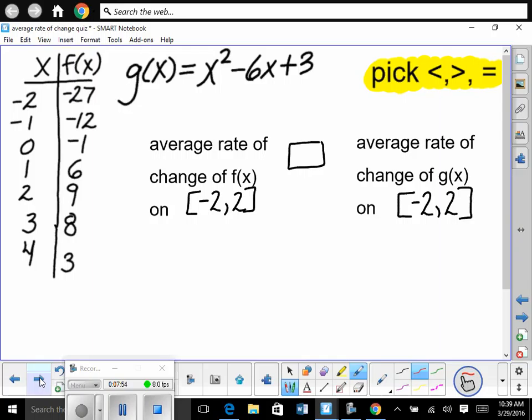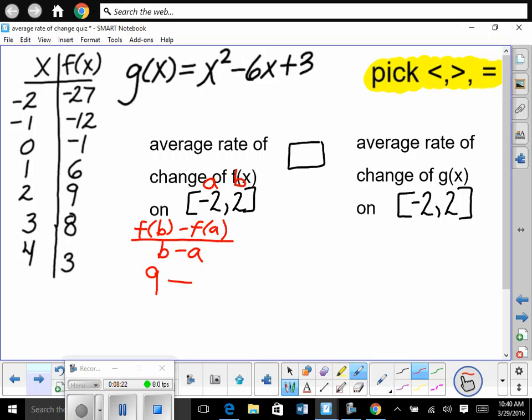Last but not least, the average rate of change of f of x on the interval from negative 2 to 2. So let's find the average rate of change, which we know is f of b minus f of a all over b minus a. So, careful, isn't a negative 2? B is 2, right? So let's find f of b. Our function at 2 is 9, right? Isn't this f of b, guys?